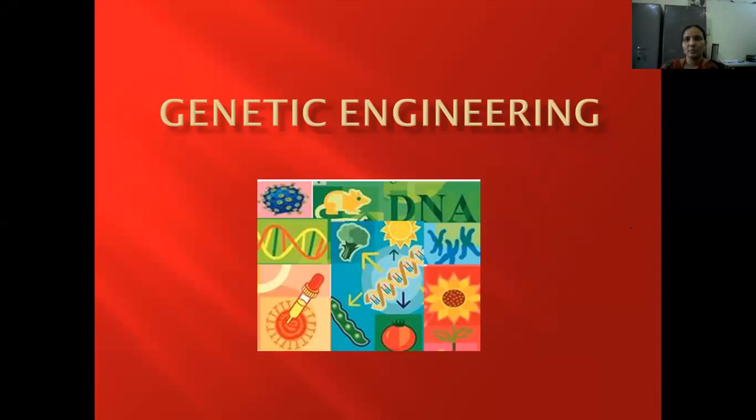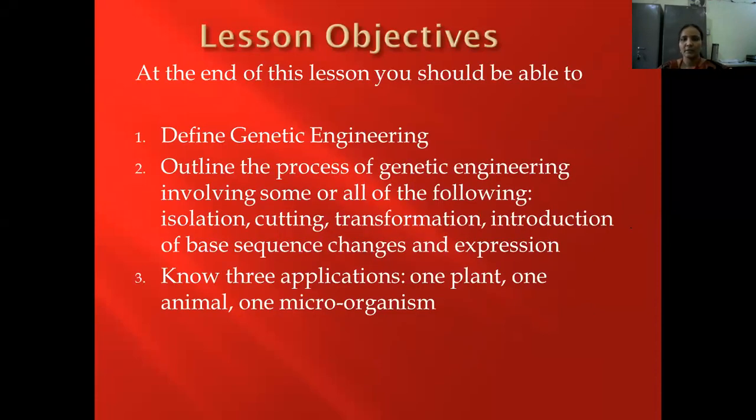Here you come to know the term recombinant DNA technology. In this unit, we will define genetic engineering. Then we will see the outline process of genetic engineering, involving some or all of the following: isolation, cutting, transformation, introduction of base change, and expression. These are the steps involved in genetic engineering. Then we will see the application of genetic engineering in plants, in animals, and in microorganisms.